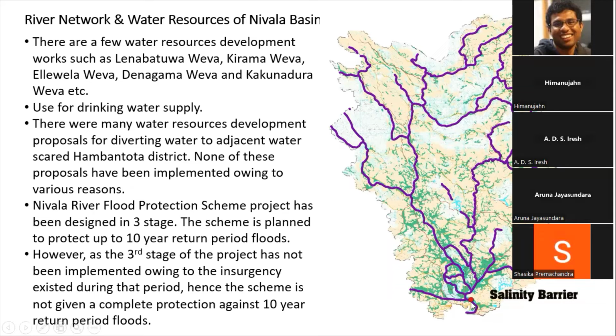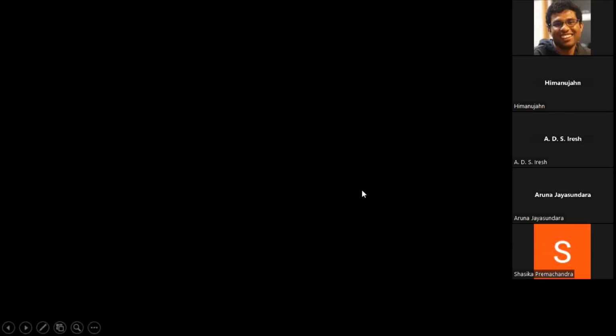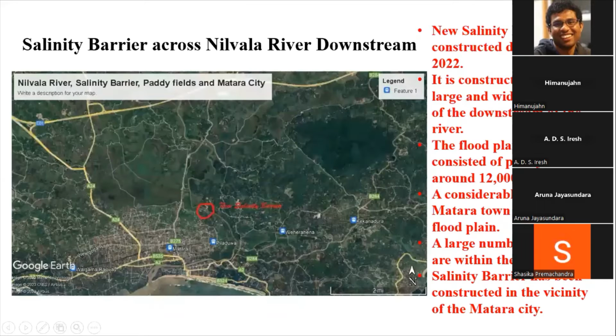is located in the river. The red dot shows what the salinity barrier location is. So the salinity barrier was constructed during the period of 2019 to 2022.